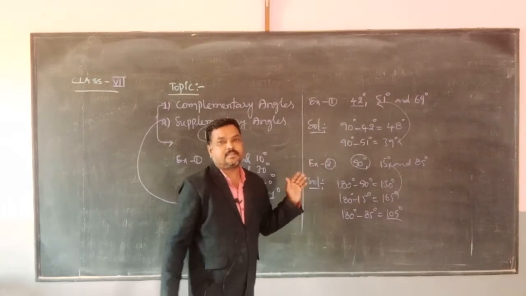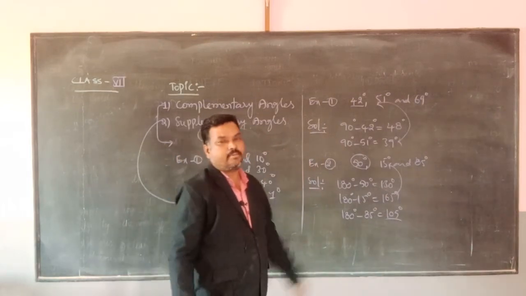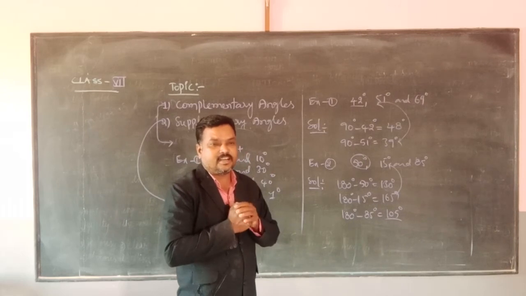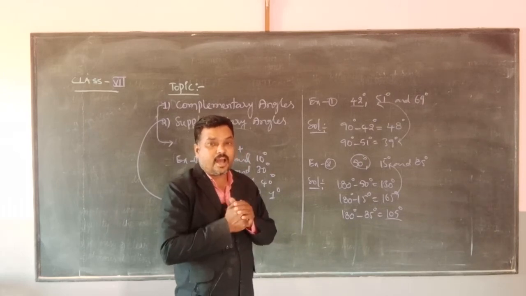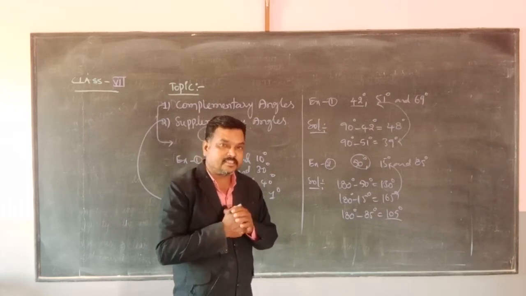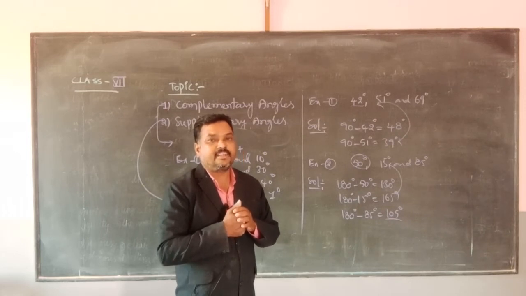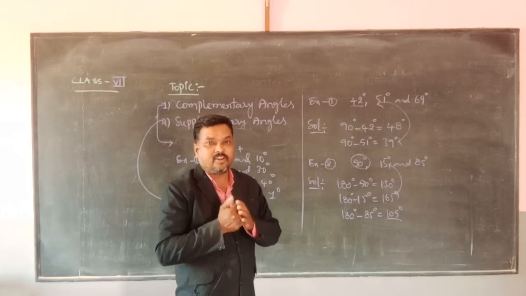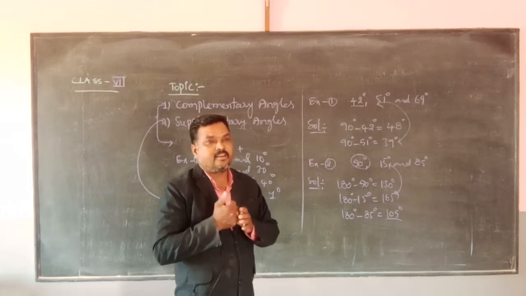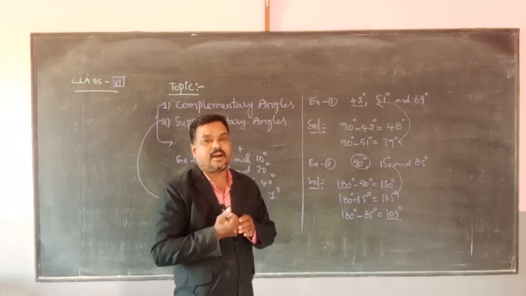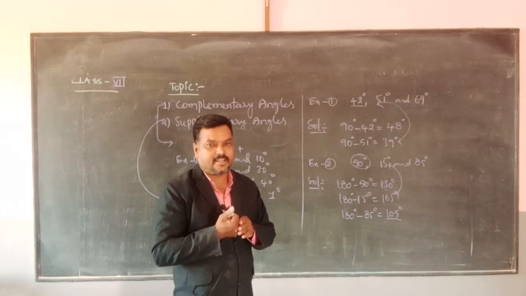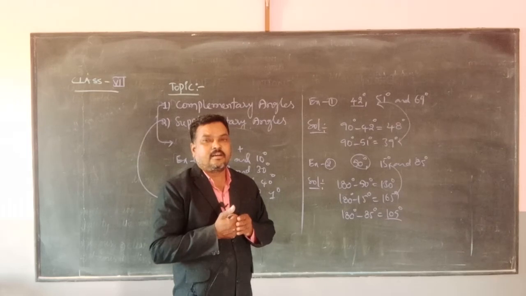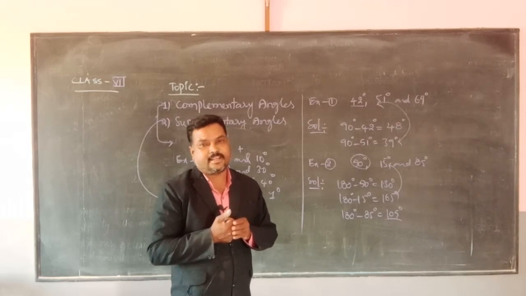On this concept they will ask one more question, like with complementary angles. If two angles are equal to each other and supplementary, find the angles. Two angles that are equal to each other and supplementary means they are 90 degrees and 90 degrees, because 90 degrees plus 90 degrees is equal to 180 degrees.